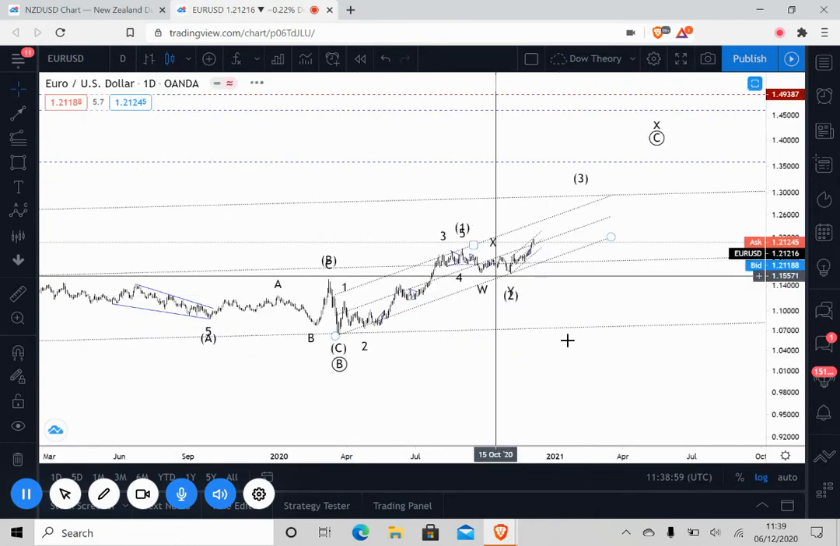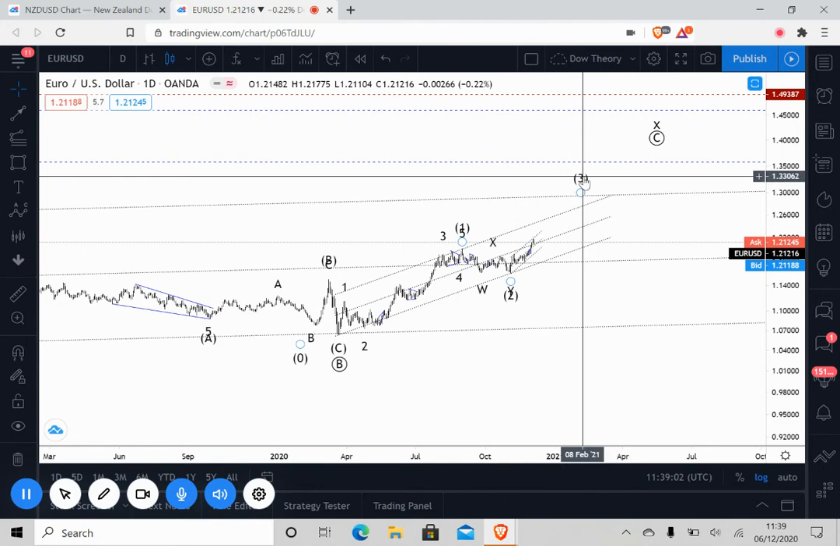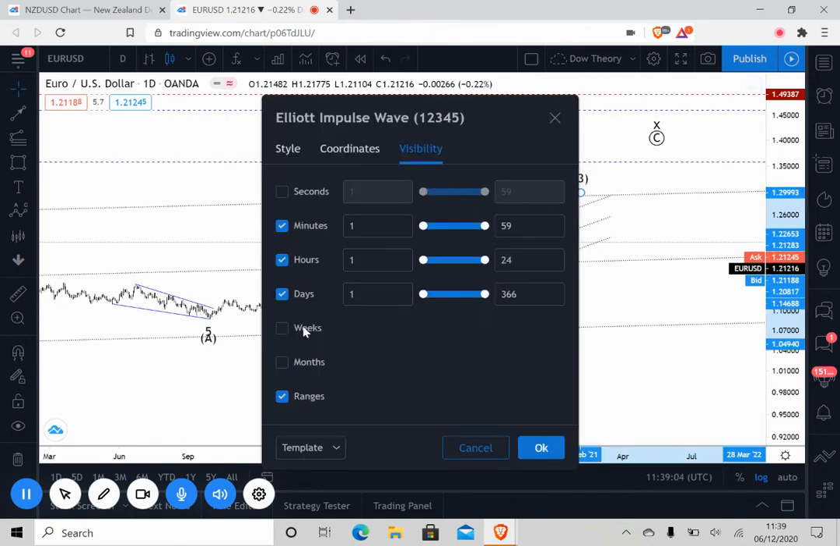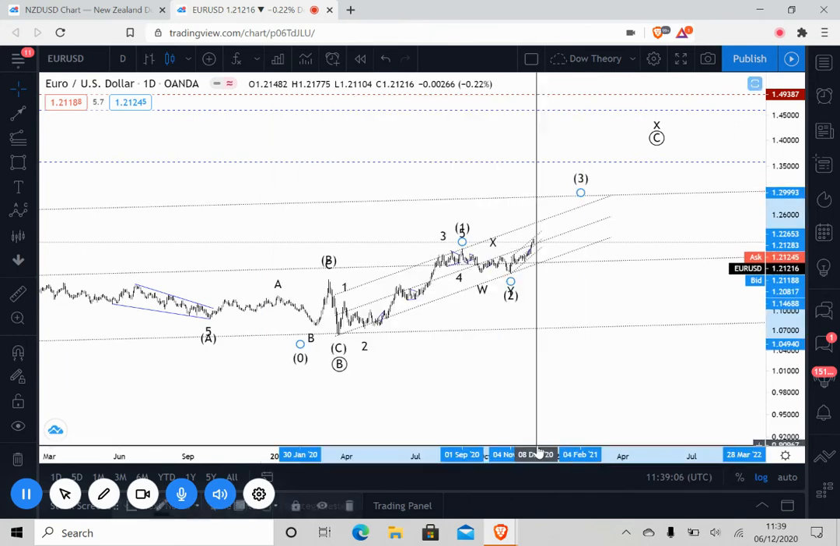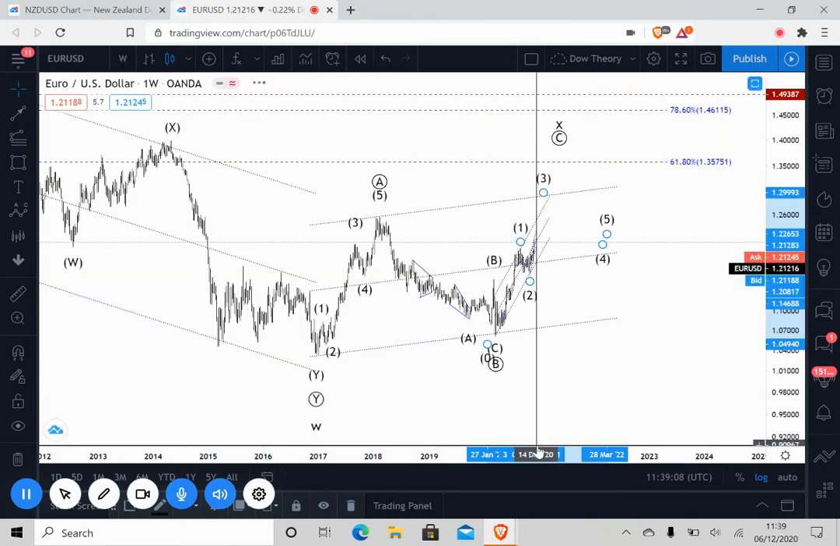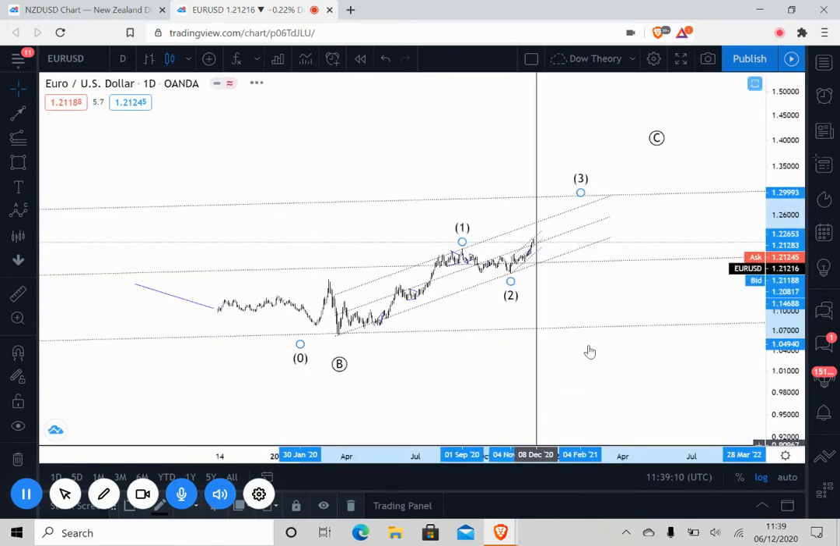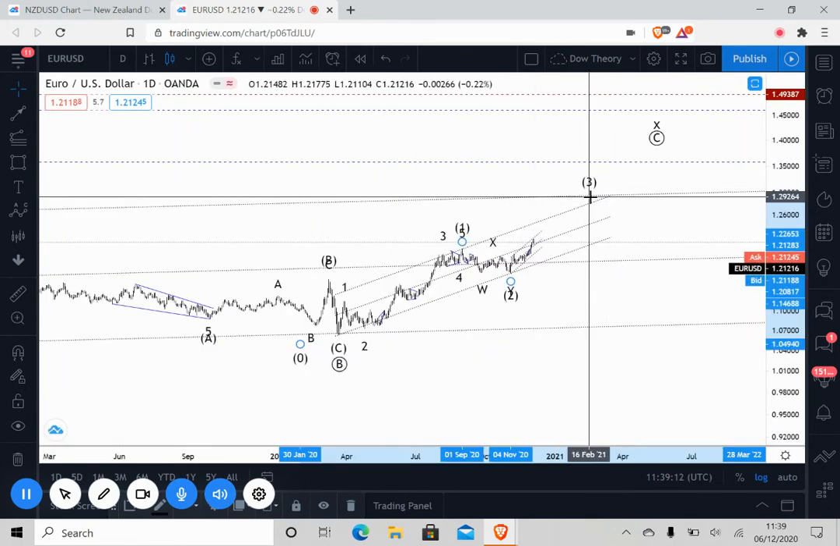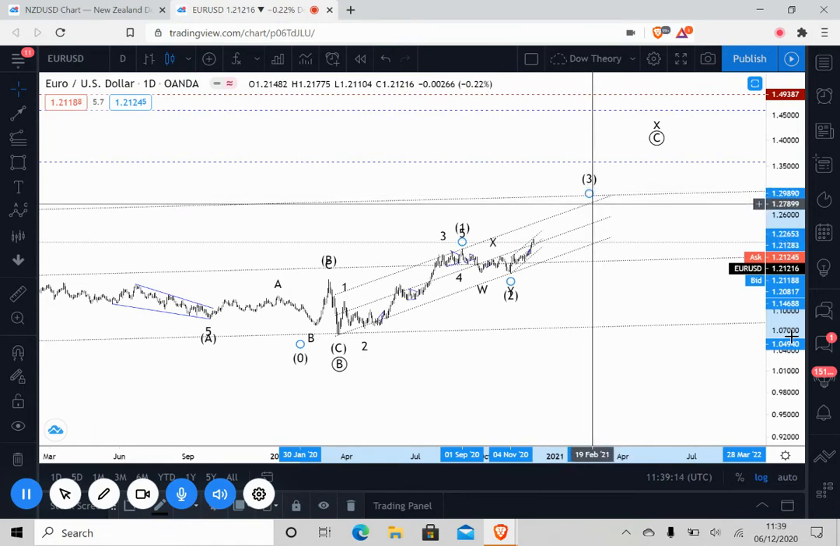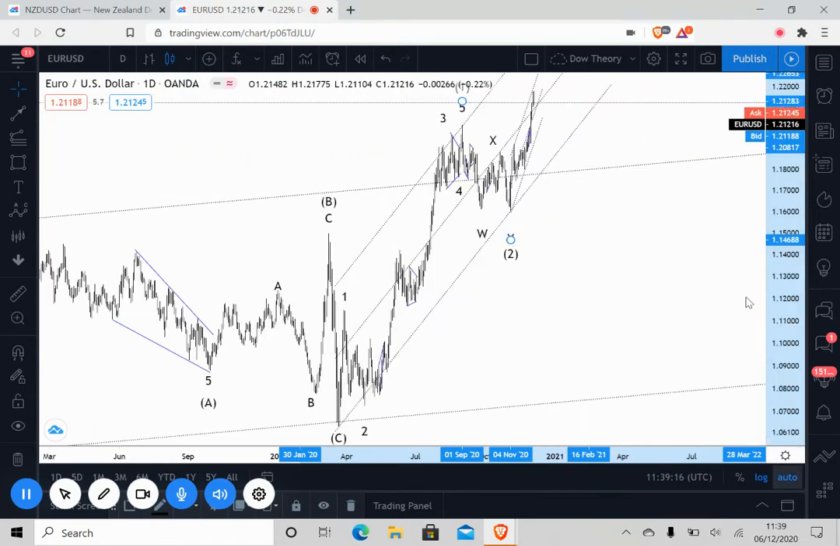So now we break down to lower time frames. Of course, what we want to do is we want to make sure these 1, 2, 3, 4, 5s are visible on the weekly time frame, as we can see here. Perfect. Right. So now we're expecting wave three to reach the upper end of this channel, right? That's the projected target for wave three.